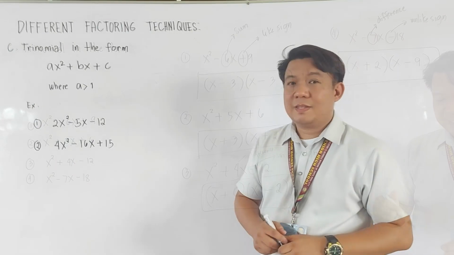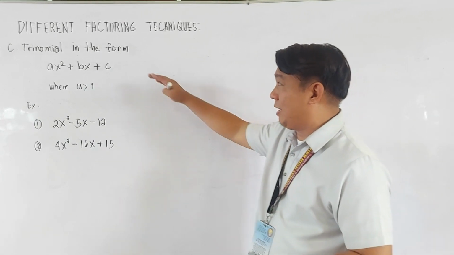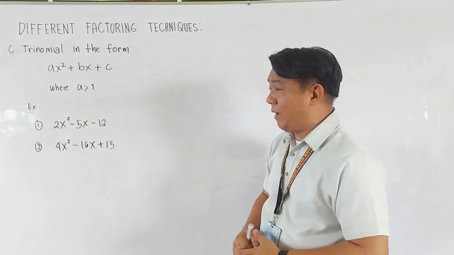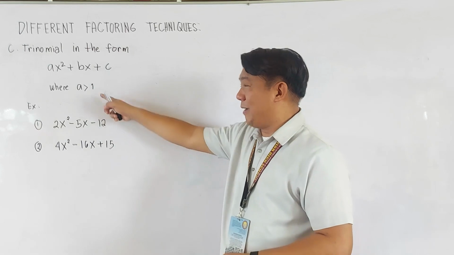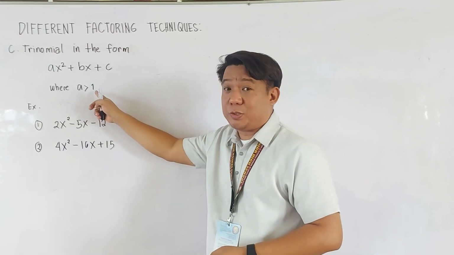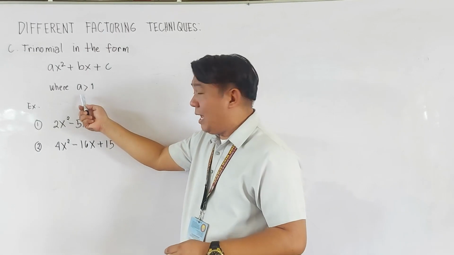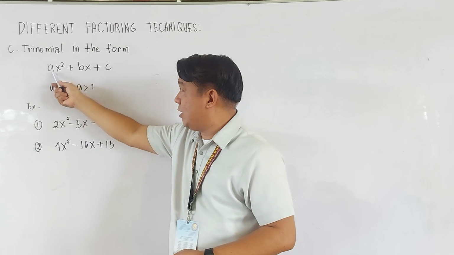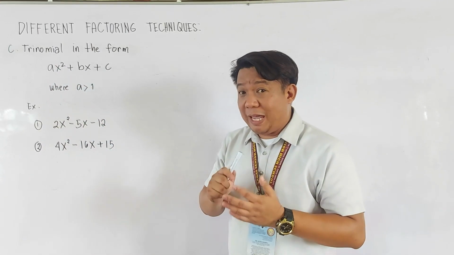Alright. Okay, para sa ating last technique ng factoring, meron tayong tinatawag na trinomial in the form of ax squared plus bx plus c, where a is greater than 1. Kanina yung isang case natin is a equals 1. So ngayon, a is greater than 1. Again, ano nga yung a? A is the numerical coefficient of the leading term. So, ano nga ba ang gagawin natin if a is greater than 1?